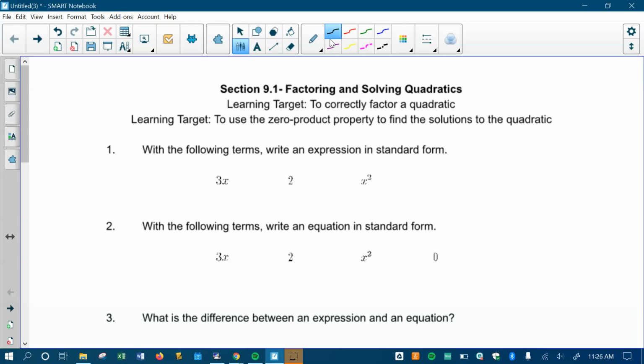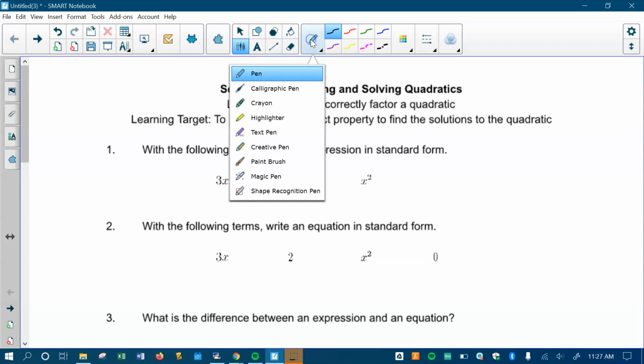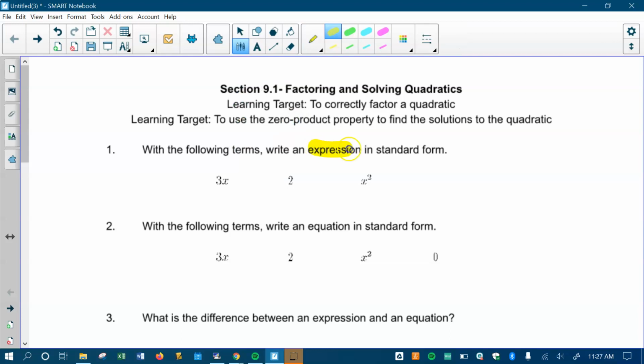It says with the following terms, write an expression in standard form. Number 2 says with the following terms, write an equation in standard form. So there's a difference between the expression and an equation.